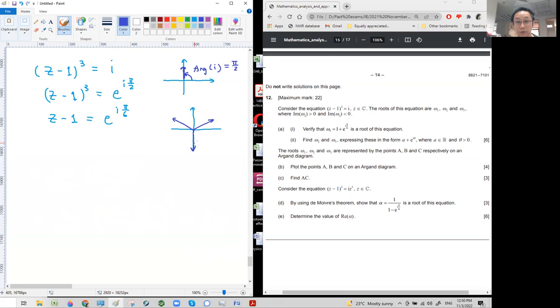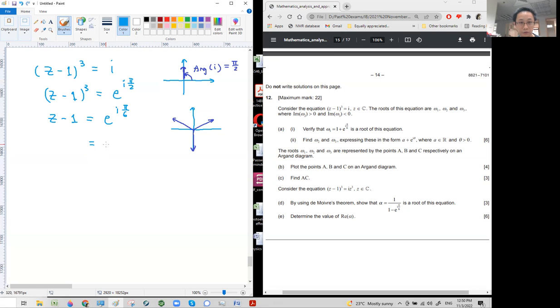So that's what the 3 roots would look like had we been just solving z cubed equals i without a minus 1. With the minus 1, I think we just need to shift everything to the right hand side by 1 unit. I think that's what they want later on in part B, but let's not jump the gun. z just equals 1. They want you to find the other roots as well.